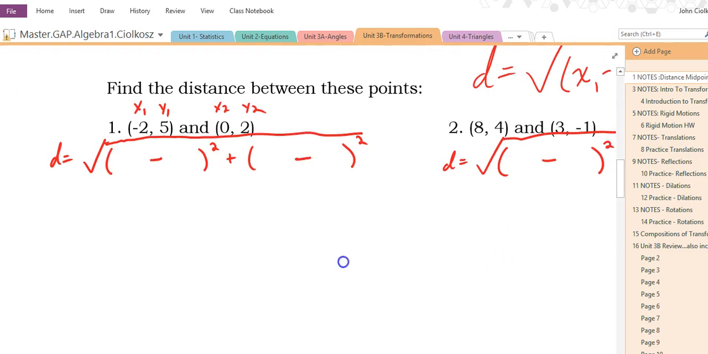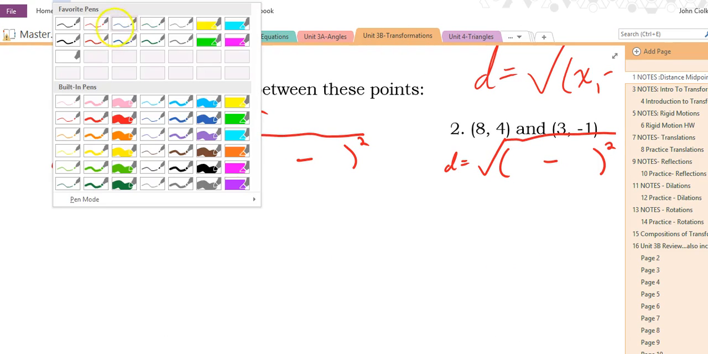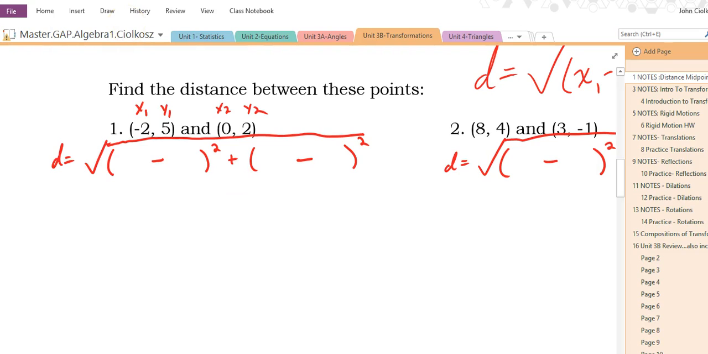Now, if you use this skeleton, it's going to give you an opportunity. I'm going to fill these in blue. So, I have x1 minus x2. x1 is negative 2, so in parentheses, negative 2, minus x2, which is just 0. That doesn't need its own parentheses. y1 minus y2. y1's 5, minus y2 is 2.